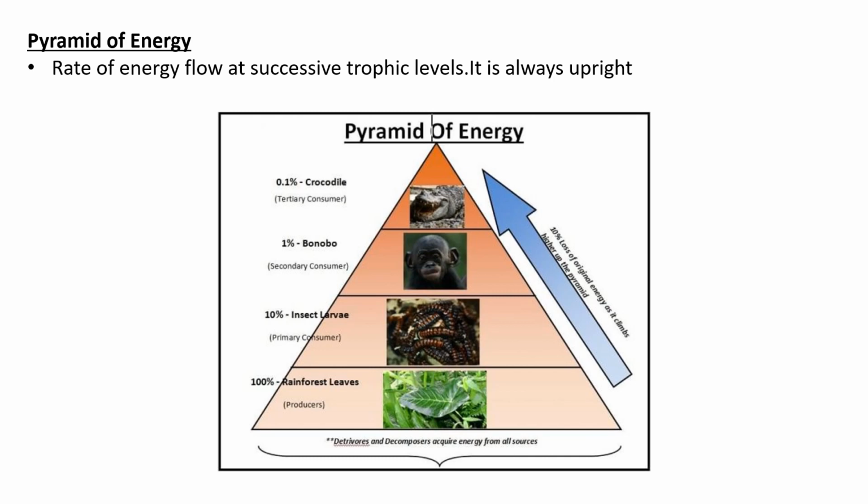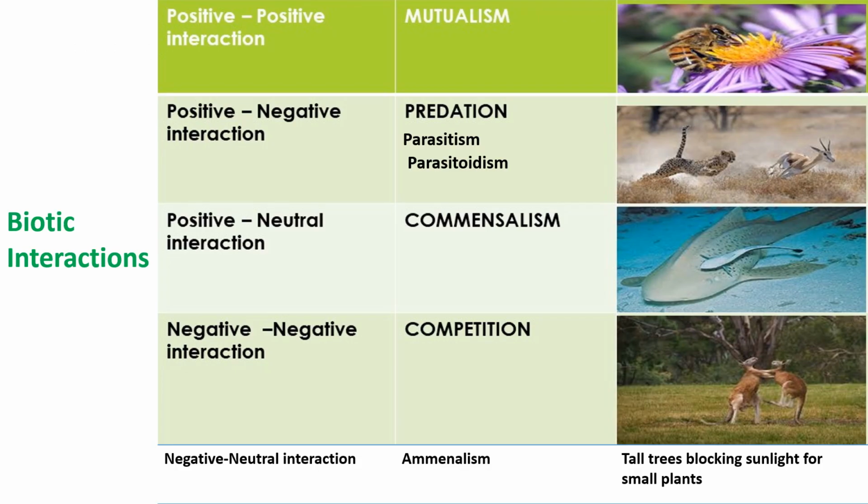Now we move on to another topic called biotic interactions. When organisms interact with one another, they might either benefit, suffer, or there will be no impact at all. So based on this, we can classify interactions between organisms into various types. If both the species benefit out of the interaction, it is called mutualism.